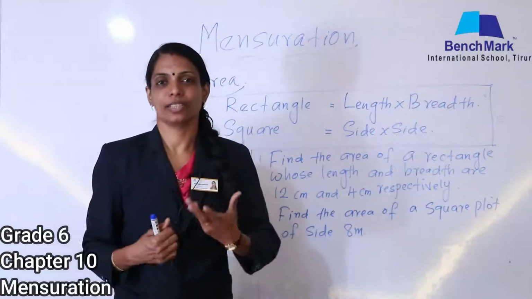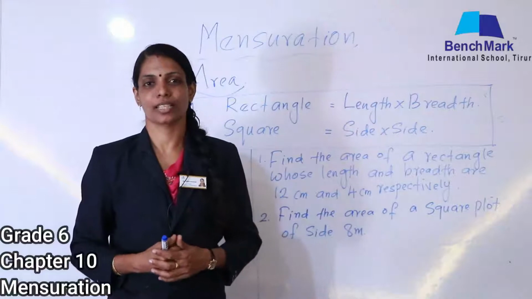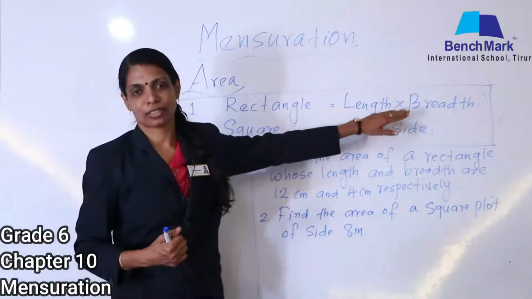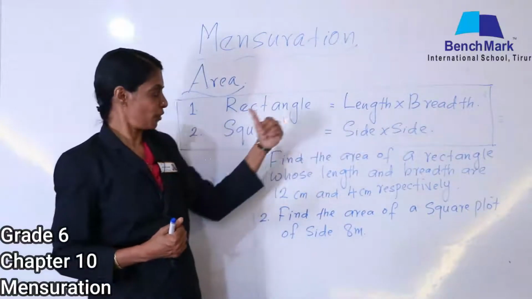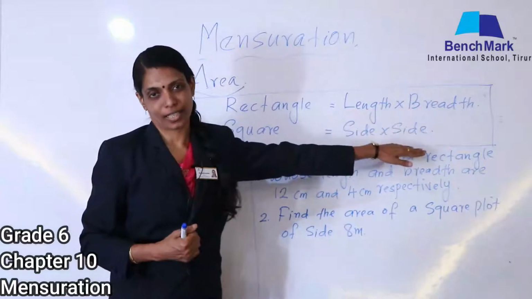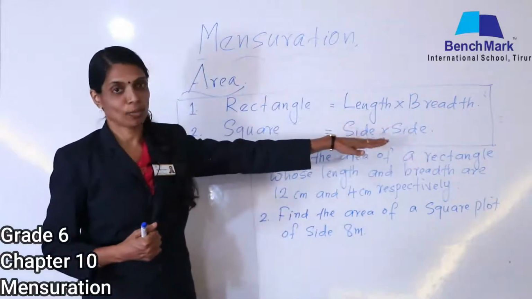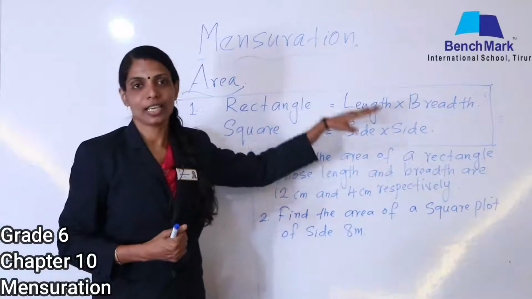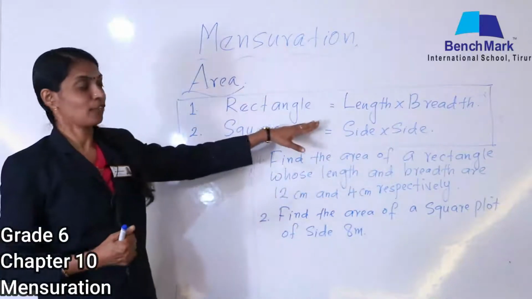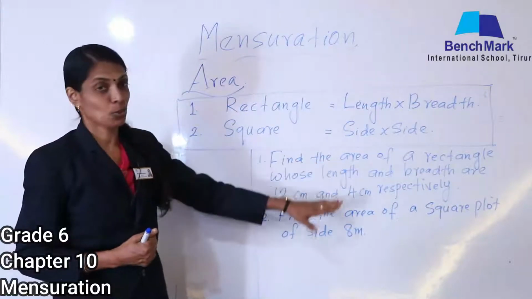From there, we have derived a formula to find the area of a rectangle as length multiplied with breadth. And for a square, it is side multiplied with the other side. So these are the 2 important formulae which we have to keep in our mind in connection with area. Let's verify these formulae with the help of 2 examples.